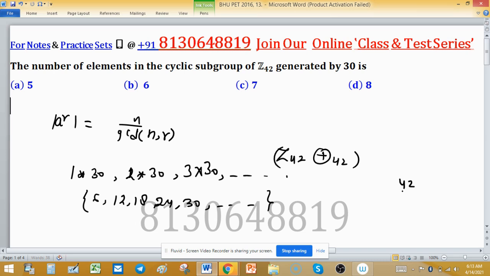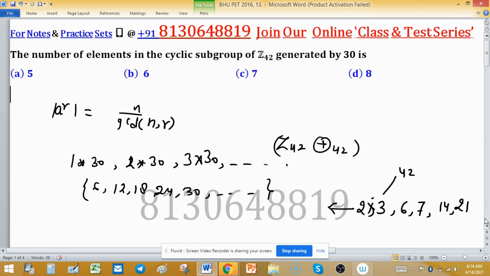The group has order 42, so the factors of 42 are 2, 3, 6, 7, 14, and 21. So the possible order of the subgroup may be one of these. And we know that a consequence of Lagrange's theorem is that the order of a subgroup, if it is cyclic and generated by an element A, is the same as the order of the element. So the order of the subgroup is generated by 30.